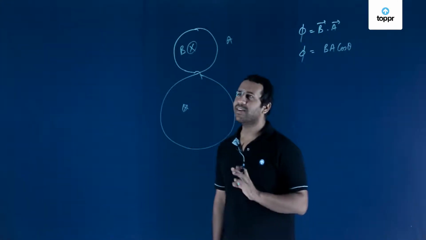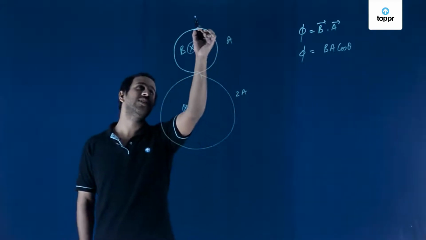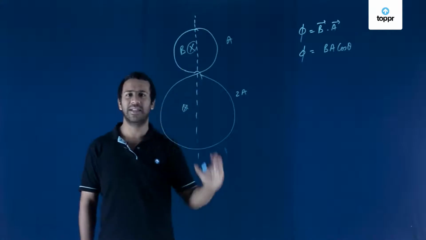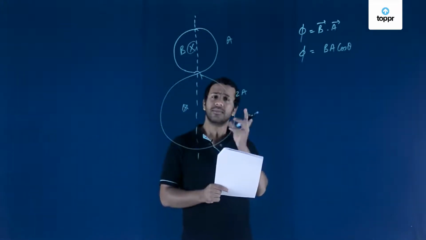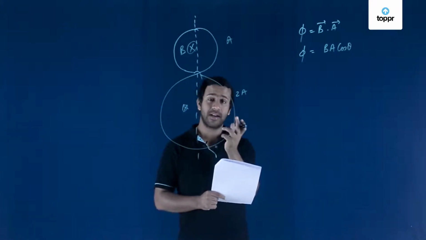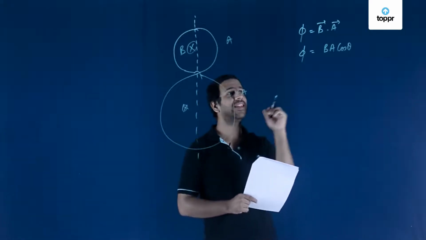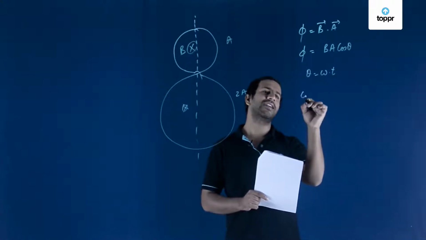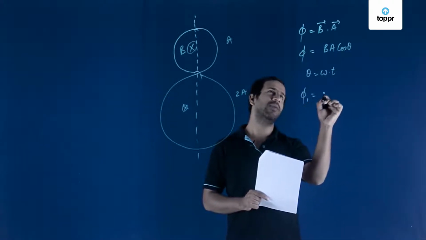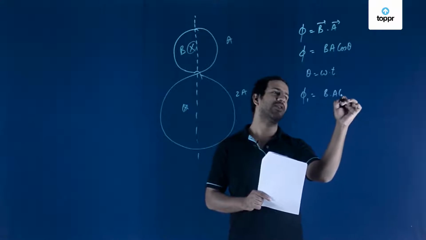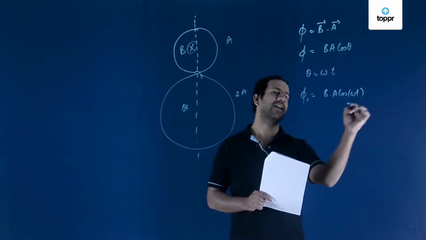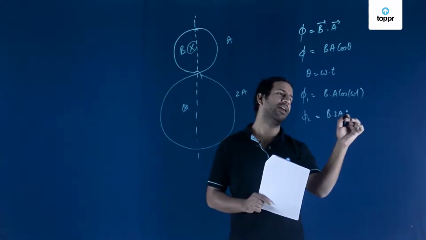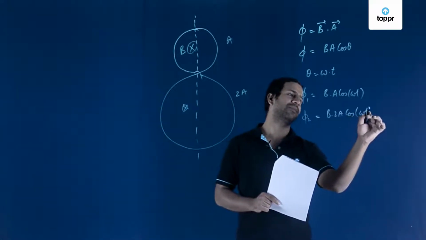Now what you were given is that at t equal to 0, you start rotating this system about this common diameter, right? So once you start rotating it like this, you know that theta will vary as omega into time, right? So flux for the first loop will be B into A into cos of omega t, right? Flux in the second one will be B into 2A into cos of omega t.